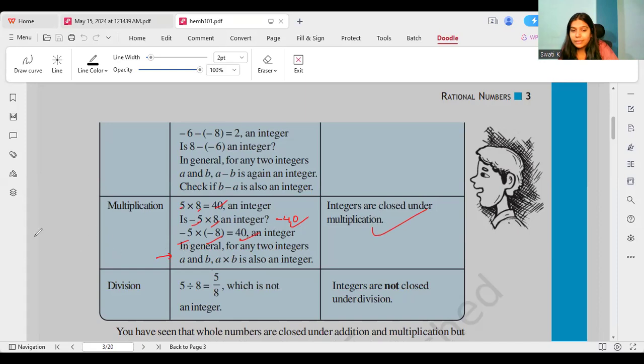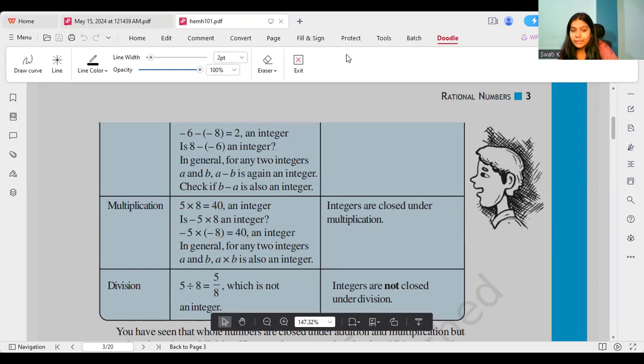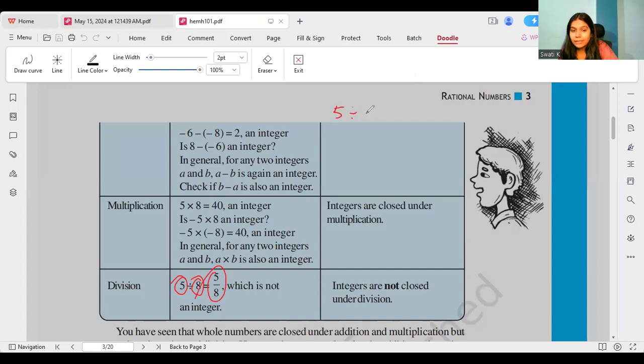Next, division. Of course, for division, it will not be true, because if I take an integer and another integer, my answer will not be an integer, because 5 divided by 8 will be something in decimal, right? If you are aware of decimal numbers, which is of course a rational number, not an integer. So that is why integers are not closed under division.